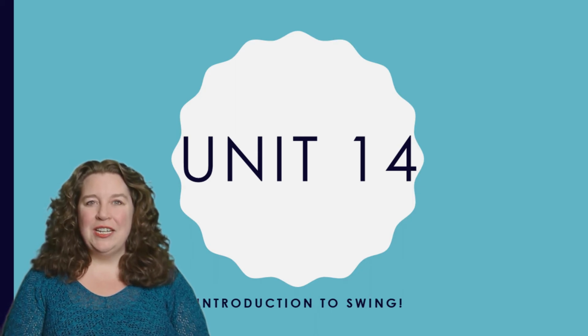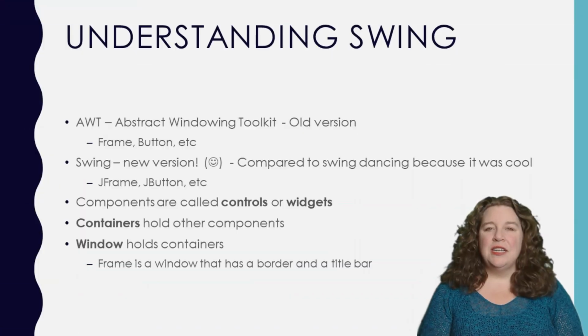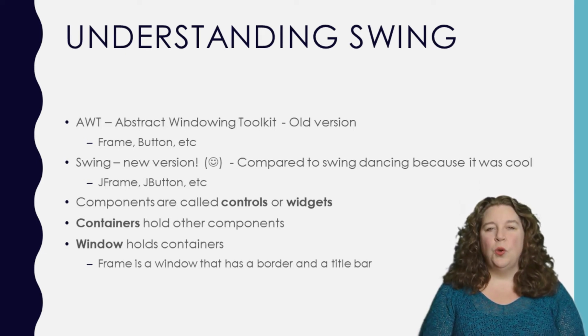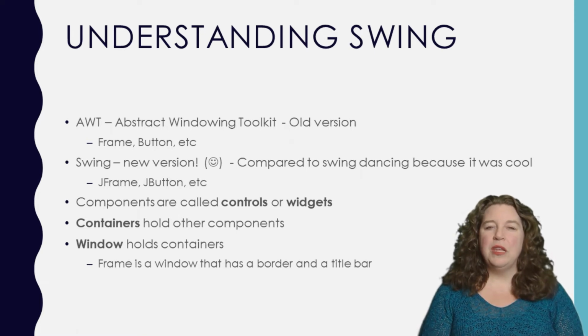So let's get started in our Swing components. To understand how Swing is done, we need to understand parts of how it was created. When we first started doing windowing toolkits in Java, we used a concept called Abstract Windowing Toolkit, or AWT. That was the old version. It used a frame and some buttons. And then we decided with Java, we wanted to come out with a new concept called Swing. We compared it to swing dancing because it was so cool. And we changed those frames and buttons to JFrames and JButtons. So we put a J in front of them, and they were Java specific rather than just frames and buttons that could be used by any Windows application.